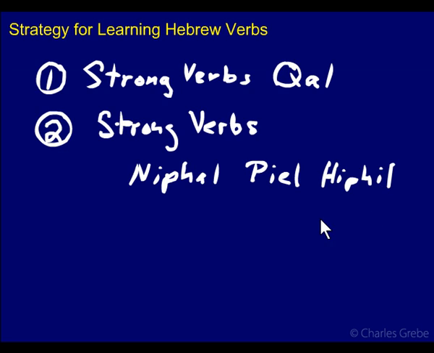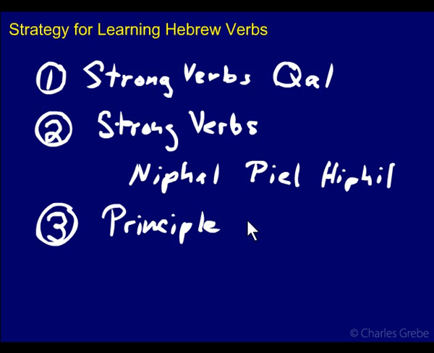So these are the ones you really want to focus on for the rest of strong verbs. And then your third set, of course, are the rest of those pages, the weak verbs. And what I recommend for those is you learn the principal parts of select binyan.